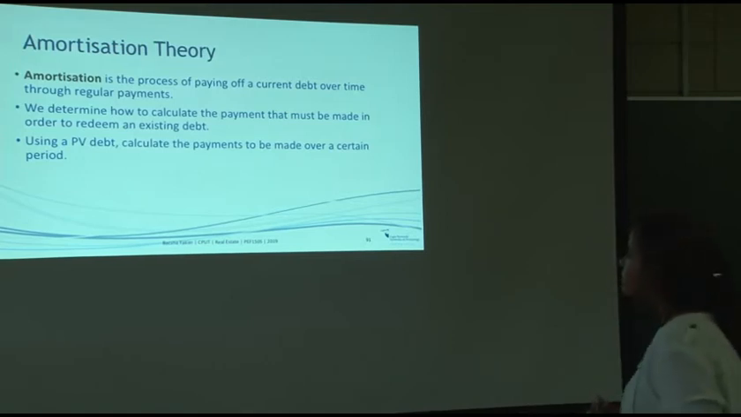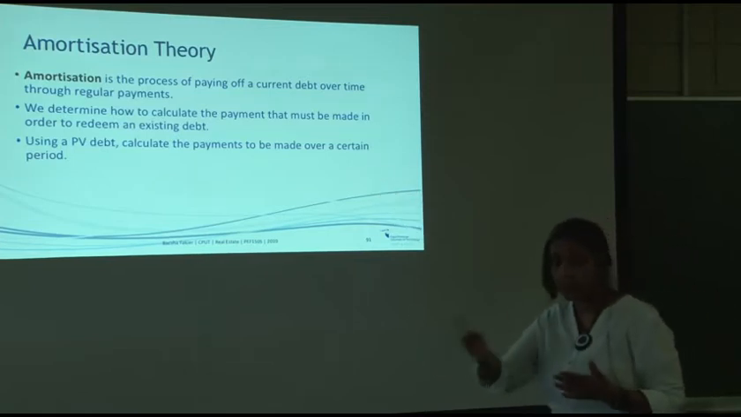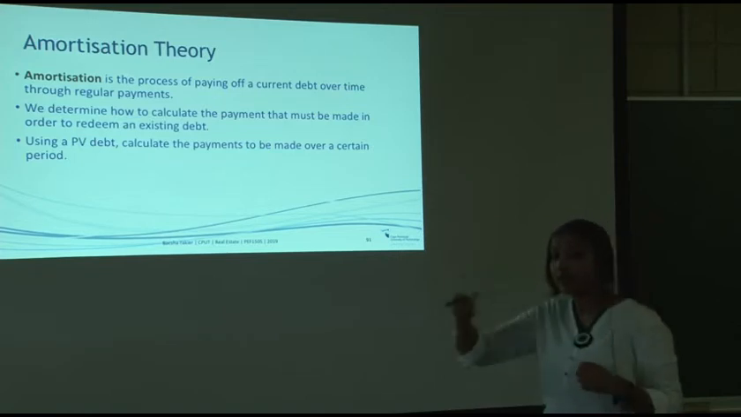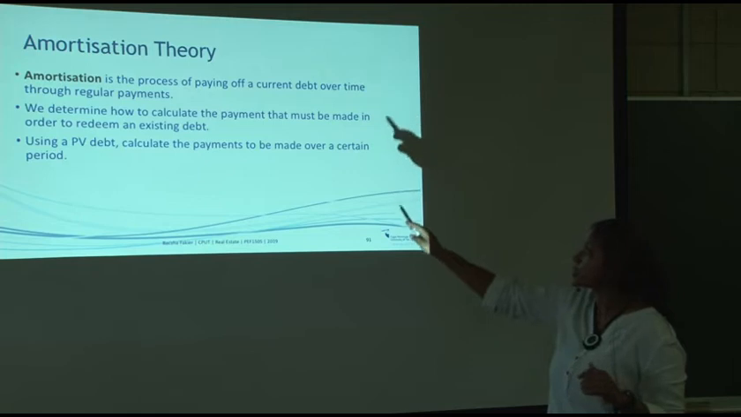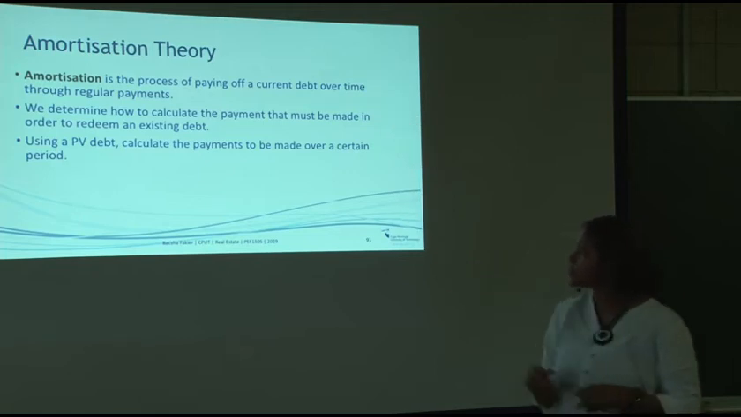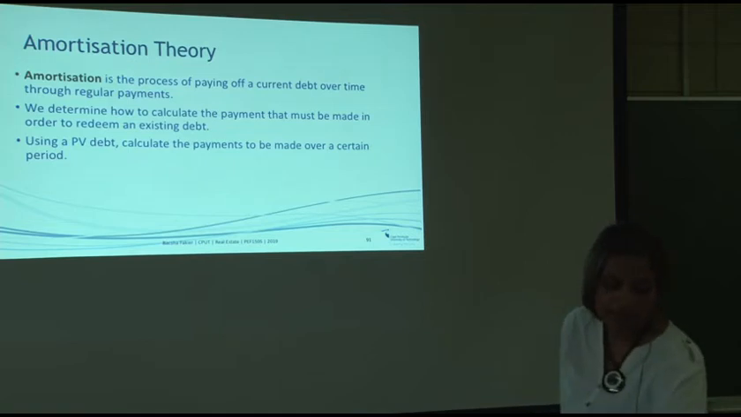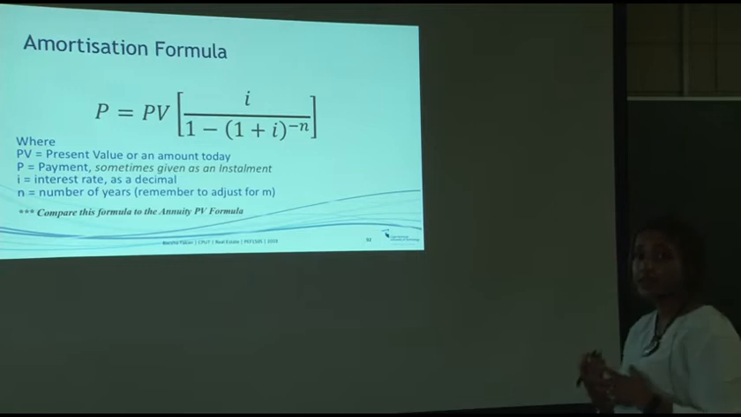We determine how to calculate the payments that must be made in order to redeem the existing debt. You're going into the bank today, I'd like to buy this house worth R1 million, and you're going to pay that off over a number of years through regular payments. Using a PV debt, we calculate the payments to be made over a certain period. Right. This is where everything starts falling into place.